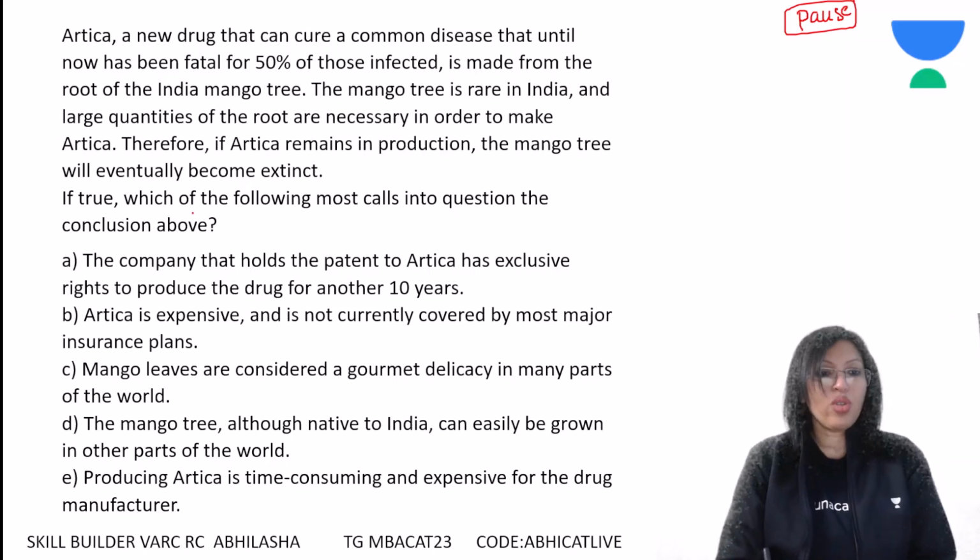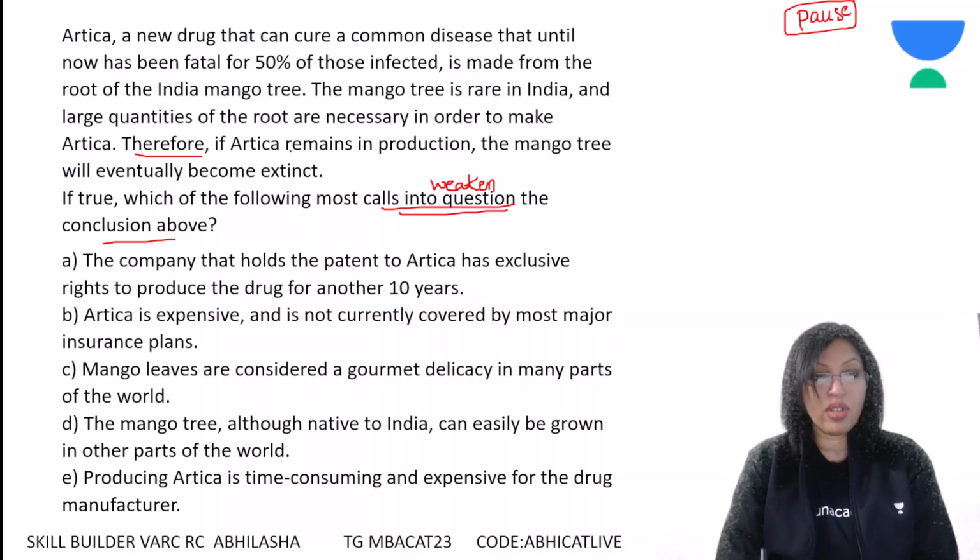Okay. Now, if true, which of the following most calls into question? Calls into question, weaken, right? We know that. So weaken what? Weaken the conclusion. What is the conclusion? The statement that comes after the therefore. So if Arctica remains in production, the mango tree will eventually become extinct. This is what I have to weaken, right?